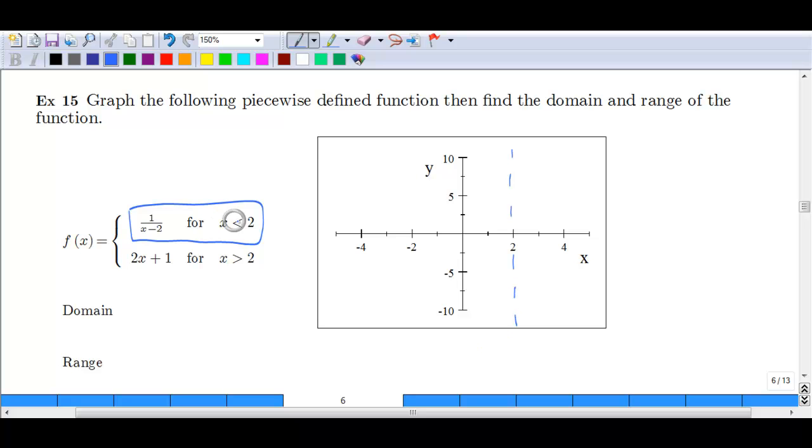So again, this is x is less than 2, so let's pick some points that are less than 2. Let's pick, for instance, -2, -1, 0, and 1 to start off with. So if you look at plugging in -2, you get 1 over -4, so -1/4. If you plug -1 in, you end up with -1/3. If you plug 0 in, you get -1/2. And if you plug 1 in, you get -1.